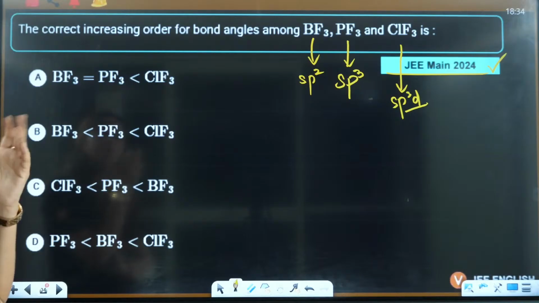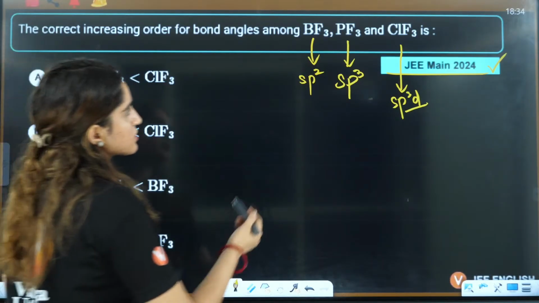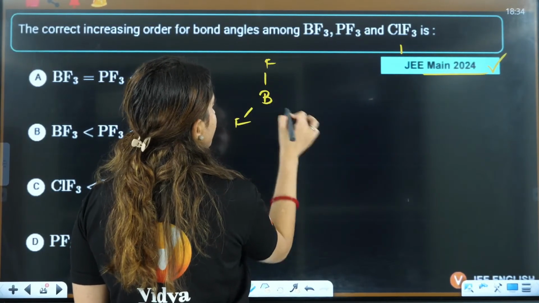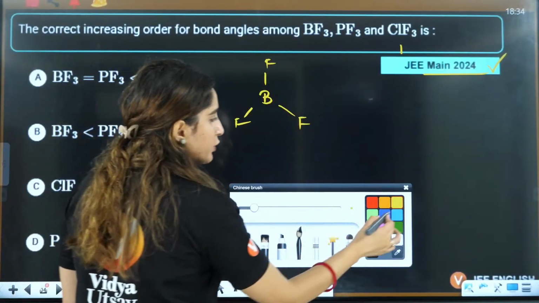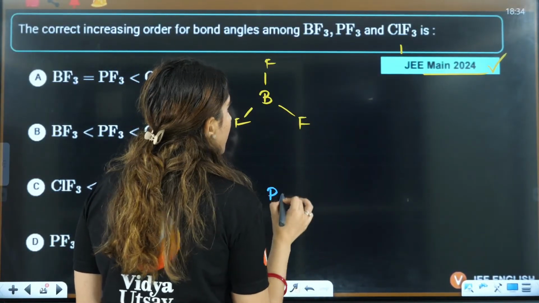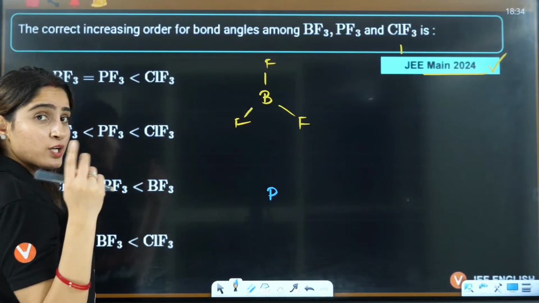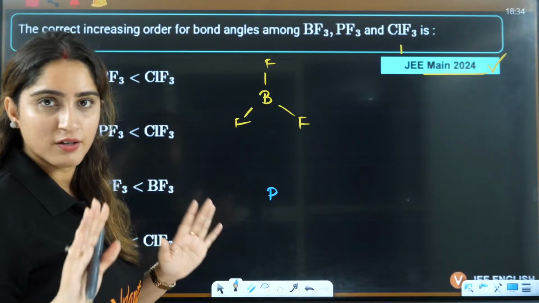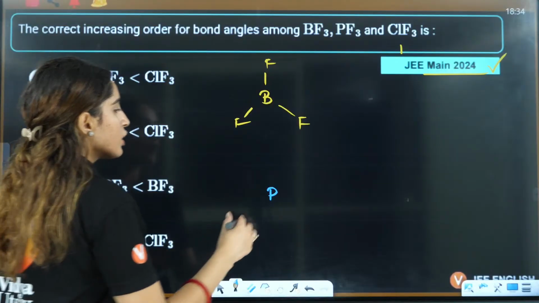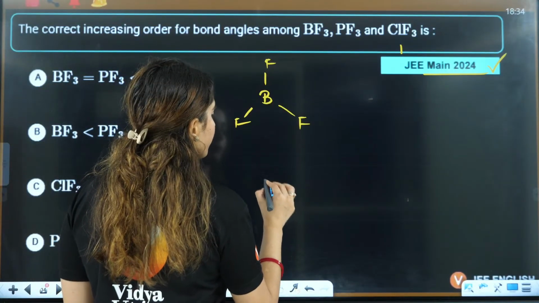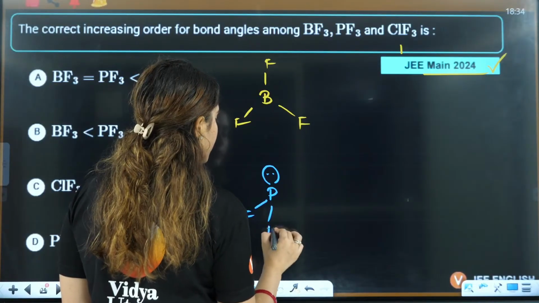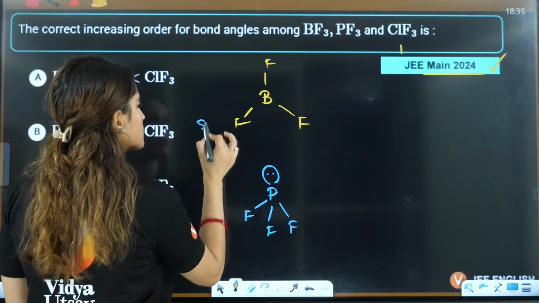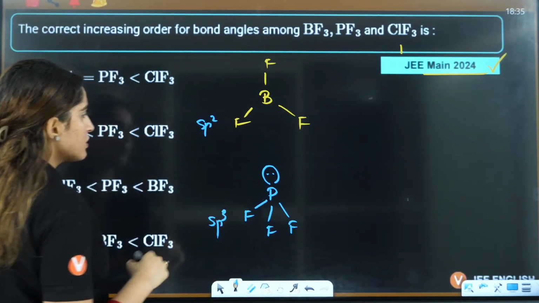So let's draw the structure. If you discuss BF3, it exists like this, okay? The angle is approximately 120 degrees. If you discuss PF3, now I know you will again question Drago's rule. If Drago's rule is not specifically asked, you can take it generally so that your answers match, okay? Here you will see one lone pair and three bond pairs. So this angle will be around sp3; BF3 is sp2, and this is sp3 hybridization, right?